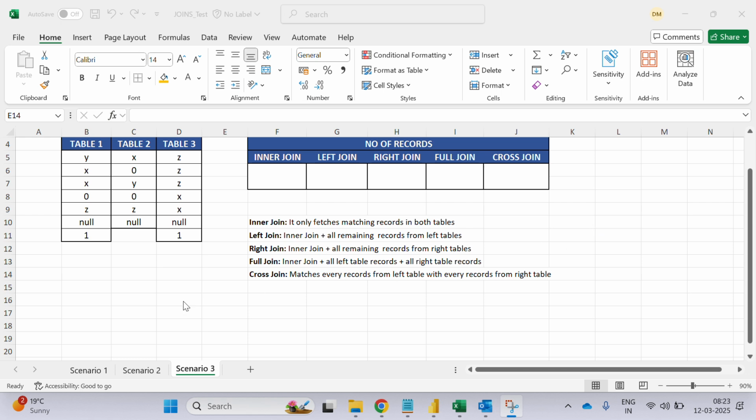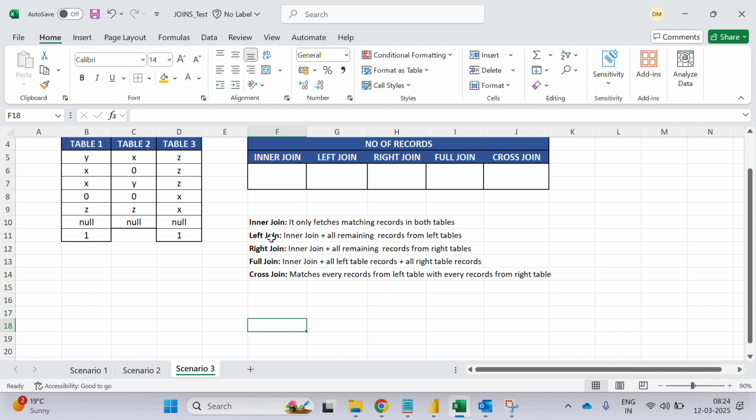Today we are discussing SQL interview questions based on joins. There are three tables present, and we need to find the output of inner join, left join, right join, and full outer join. The interviewer usually asks about two tables only, but here there are three tables. Firstly, we consider the output of table 1 and table 2, and after that we read into table 3.